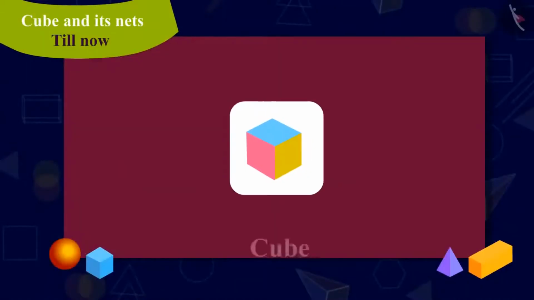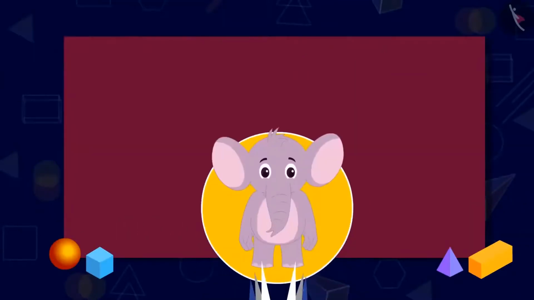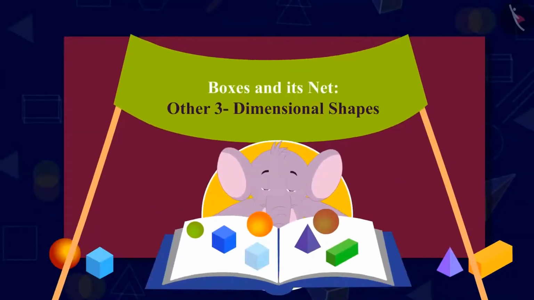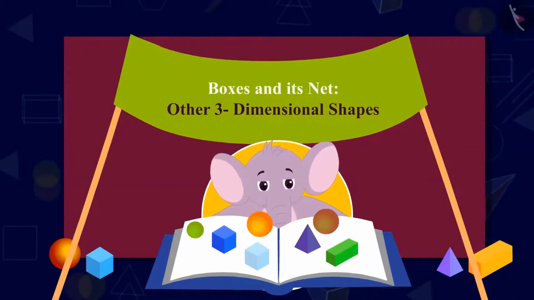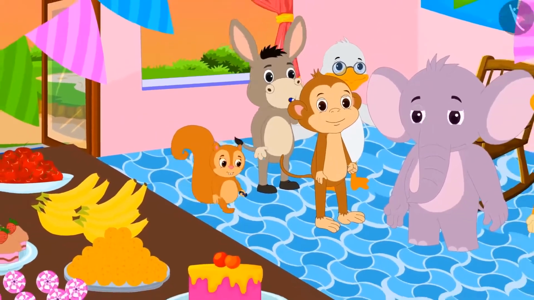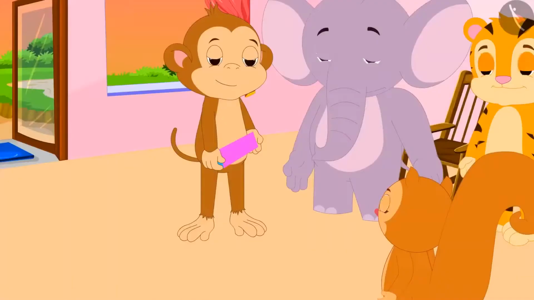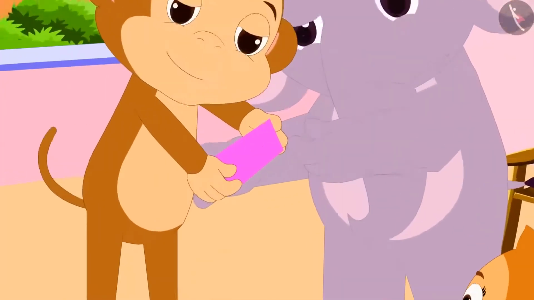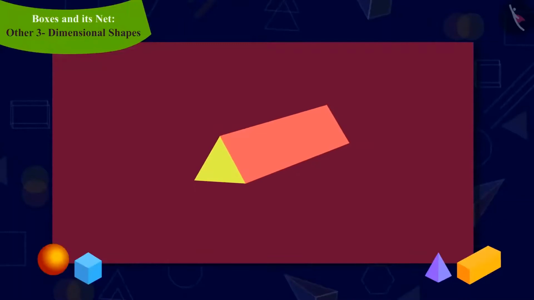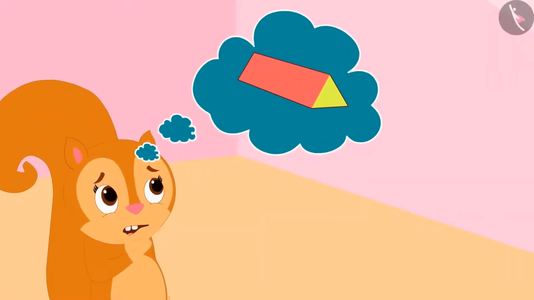Kids, in the previous video, we learned about the cube and its net. In this video, we will learn about other 3-dimensional shapes and their net. When Chanda reached Appu's party, she saw that there were many people there. Chanda noticed that Babban brought a pencil box of this shape for Appu. Chanda is thinking that if she had to make a box of this shape, how would she do this?